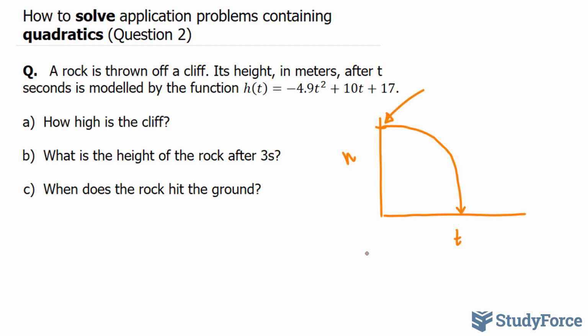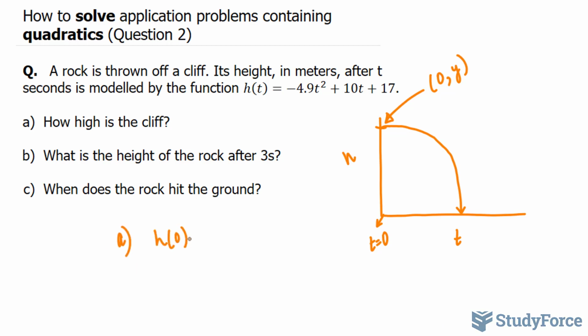Now we know that the second the rock is thrown, the time begins. So before the rock is thrown, the time has to be 0. Therefore, the x-coordinate of this point has to be 0. Once we find the y-coordinate, we have solved A. So what we can do is take this x-coordinate, or in our case, this t-coordinate of 0, and substitute it into our equation to find out the height. So let's do that.